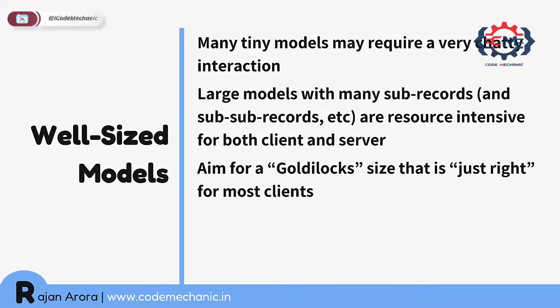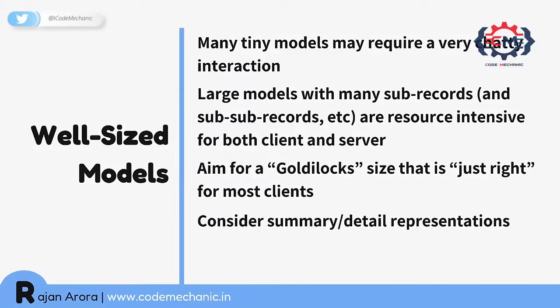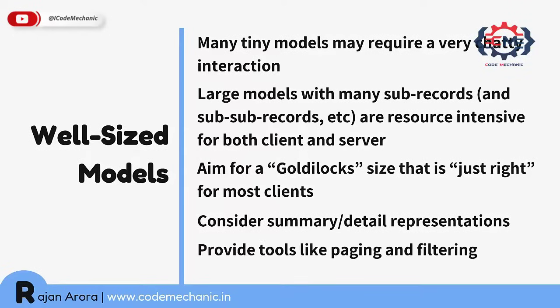So, you want to avoid having models that are too small. But large models with many sub-records, which may in turn have many sub-records and relationships, can be very resource intensive. You want to aim for a Goldilocks size that is just right for most clients. And if you only have one client, then obviously make it suit that client. One common approach to this is to use summary records in lists and detailed records for individual representations. This is so common that you can think of it as a best practice. Provide clients with size-limiting tools like paging and filtering, as this can also help to right-size the amount of data that you are returning.